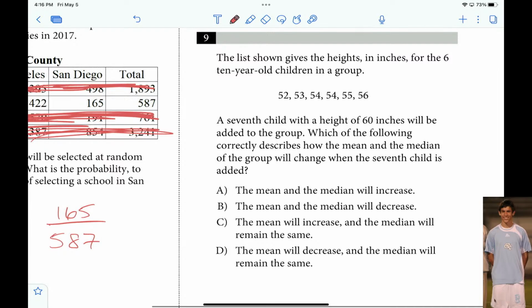All right, number 9. The list shown gives the heights in inches for the 6 10-year-old children in a group: 52, 53, 54, 54, 55, 56. A 7th child with a height of 60 inches will be added to the group. Which of the following correctly describes how the mean and the median of the group will change when the 7th child is added? All right, we're going to be able to do this problem without doing a single step.